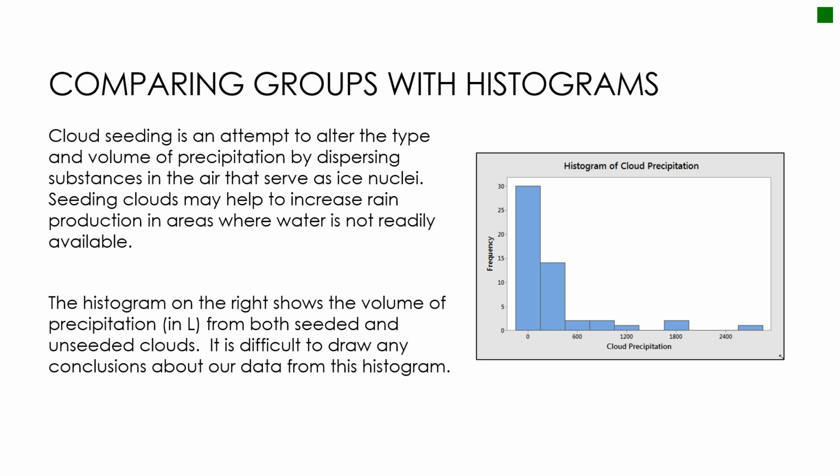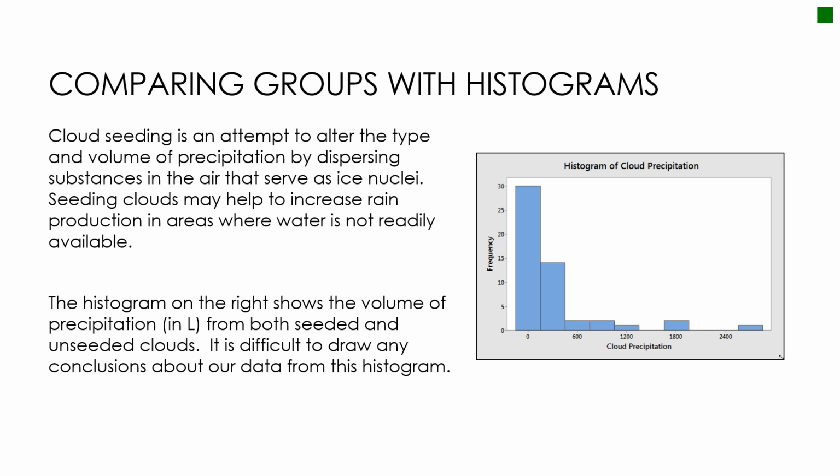cloud seeding. Cloud seeding is an attempt to alter the type and volume of precipitation by dispersing substances in the air that serve as ice nuclei. So essentially, they put particles in the air that can be the center of an ice pellet. Seeding clouds may help to increase rain production in areas where water is not readily available.